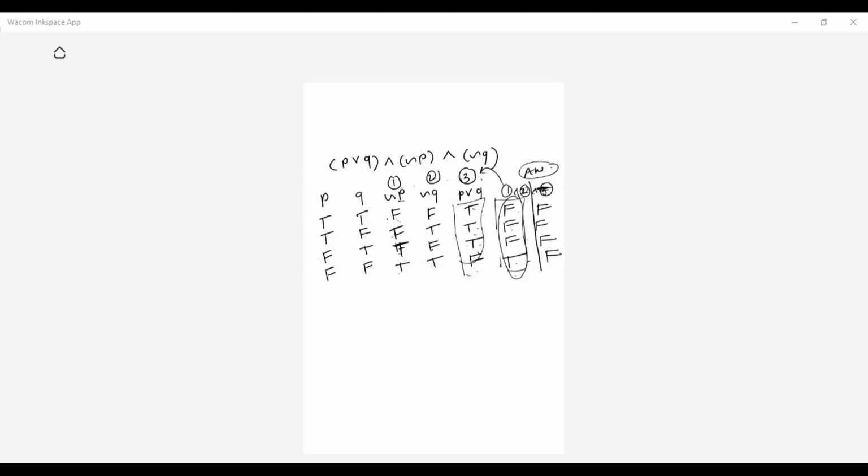Now we will move to the next concept, that is mathematical induction.